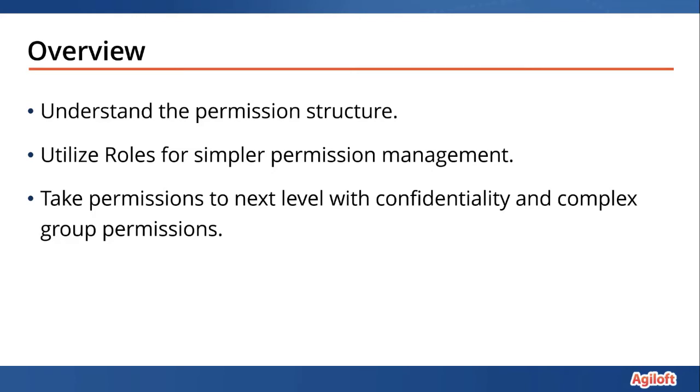So let's take a quick look at what we'll be going over today. Today's presentation will look at three overall categories. First, we will look at groups and teams, how they differ, and how they combine to form the overall permission structure in Agiloft. Next, we'll examine roles and how roles create an effective way of combining the use of groups and teams. And finally, we'll look at some examples of how roles fit into the larger idea of permissions and how they can be leveraged to implement different permission structures, including confidential records.